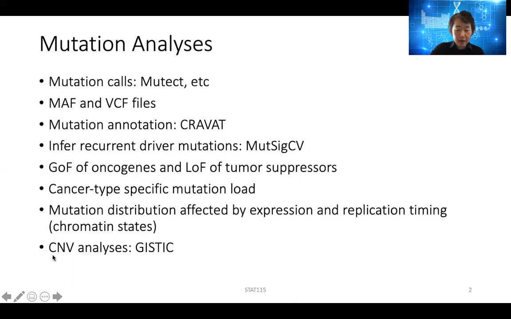Another important analysis is copy number variation. So we mentioned GISTIC, which is a way to calculate per gene how often this gene is amplified and how much this gene is amplified or deleted.